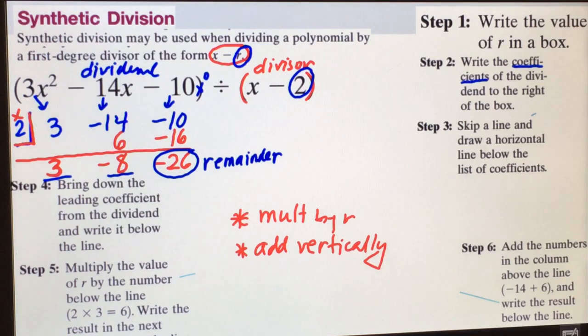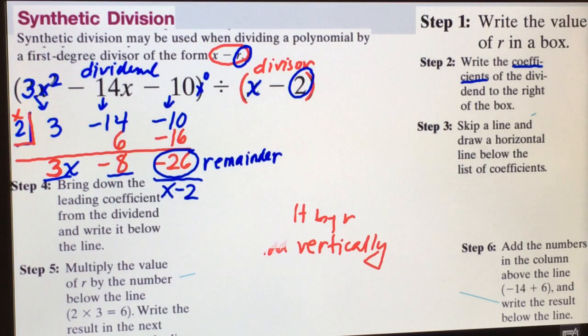Now the quotient, because we're dividing a 3x squared by x, the highest degree of your quotient would be x. So this is starting with x, 3x minus 8, and then this is your remainder, minus 26 over the divisor. So this is your answer.